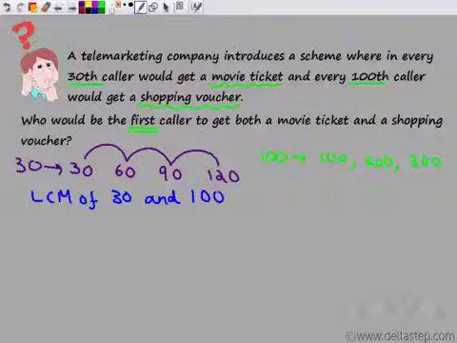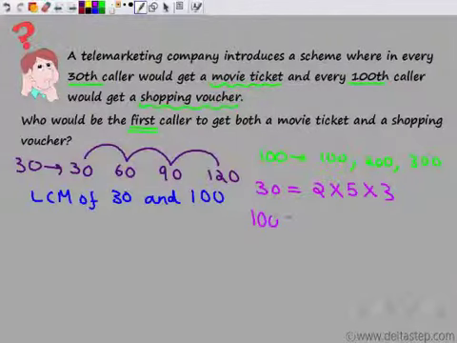So how do I do that? We break down 30 into prime factors. Two fives are 10, 10 threes are 30. All are prime factors. Similarly, 100: two twos are 4, 4 fives are 20, 25s are 100. So I have broken down both 30 and 100 into prime factors.